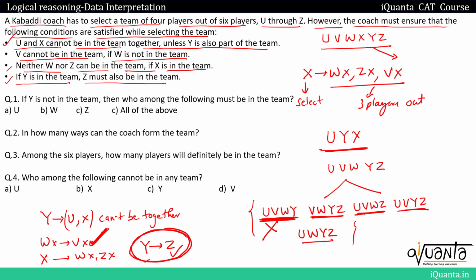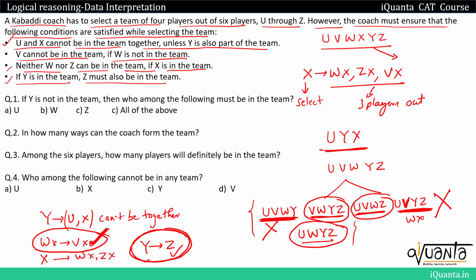Then if we look at this team U, V, Y, Z, we had a case that if W is not there, V cannot be there. But here V is in the team without W being there. So this team is also not possible because V cannot be there without W. So we have only 3 teams possible which are not violating any conditions. So we'll be answering the questions using these only.